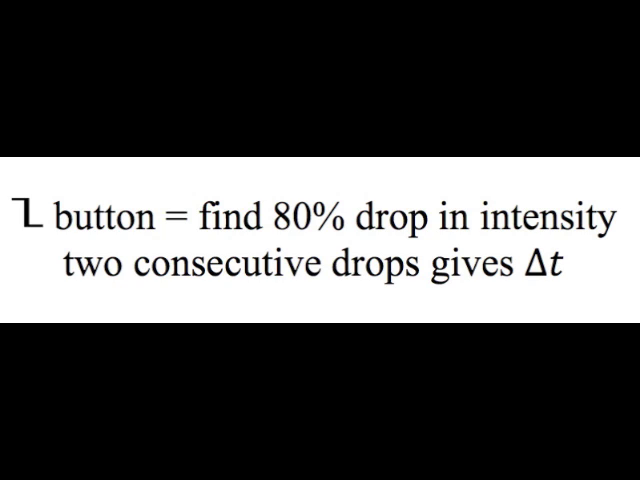There's a button in the app that will allow you to find where the intensity is dropped by 80%. Using the button a second time finds the next position where the intensity is dropped by 80% and also calculates the interval of time between the 2 drops.